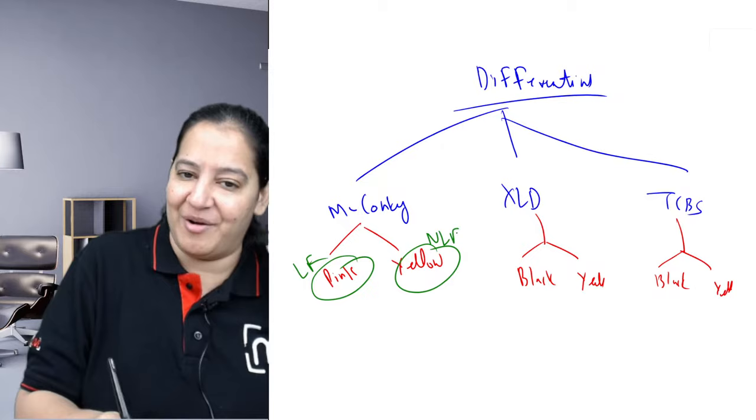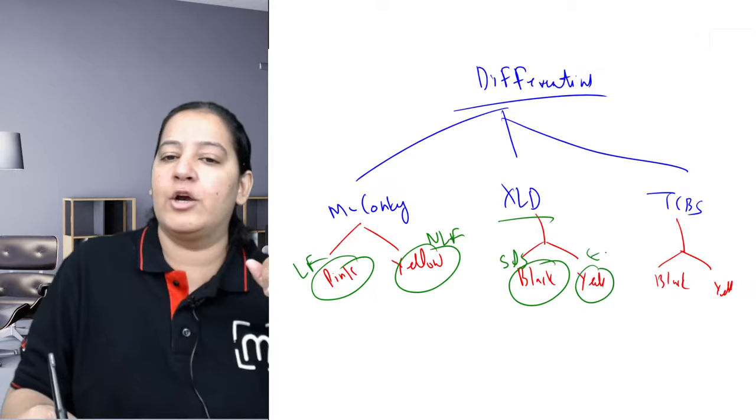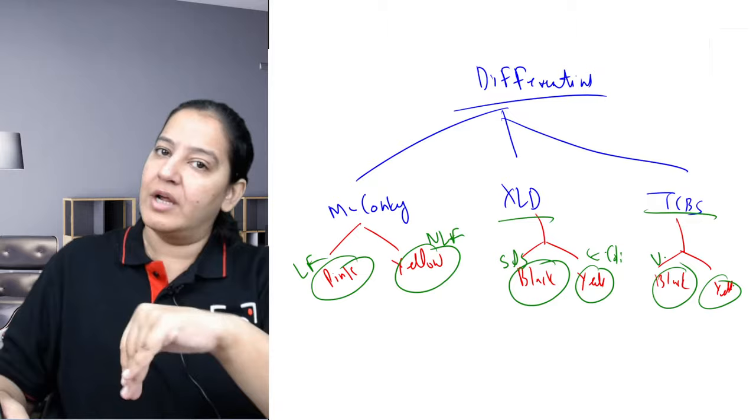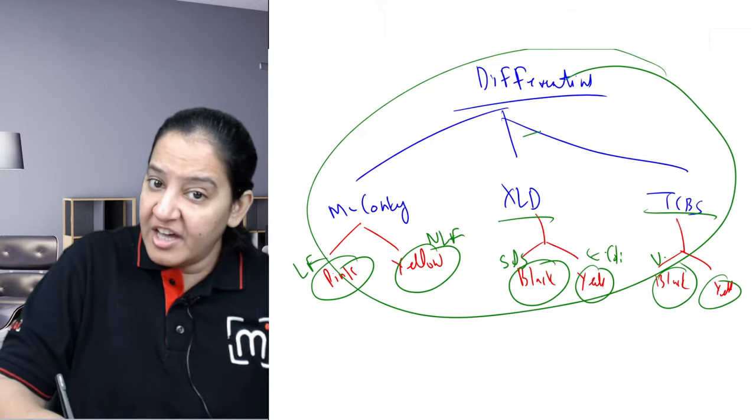Here black on XLD is Salmonella and Shigella. Yellow are all other E. coli, all other coliforms. Here black on TCBS is Vibrio and yellow is all other coliforms. So you should be able to differentiate them. You can imagine the MCQs coming on them with their image-based diagrams. Image-based questions are very common from this area.